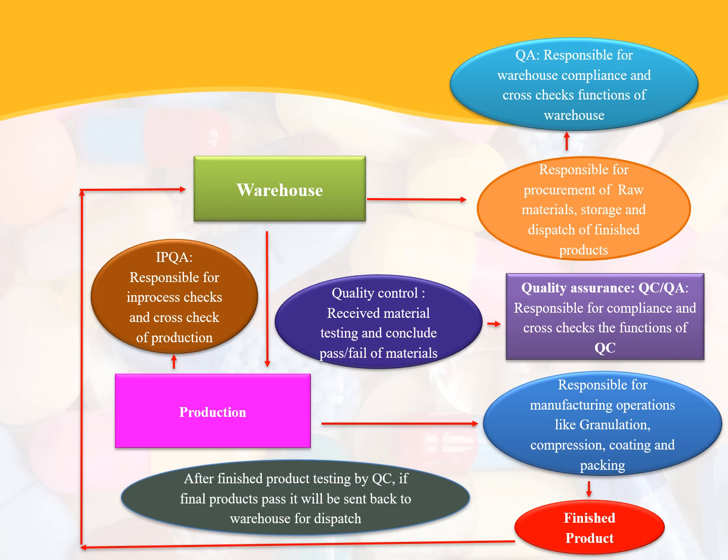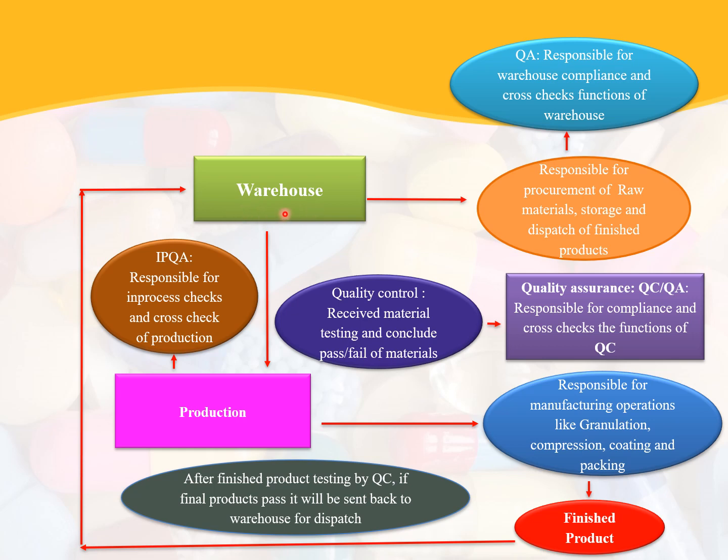First, we will be discussing the warehouse. Warehouse is the storage area where all the raw materials, which include API and all the excipients, and even the finished products will be stored for dispatch. So the warehouse will be responsible for the procurement of raw materials, storage and dispatch of final products. They will receive the raw materials, and after finished product testing by QC, if the final products pass, then they will be sent back to the warehouse for dispatch.